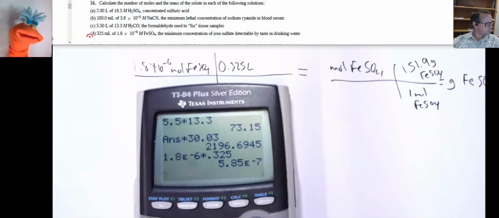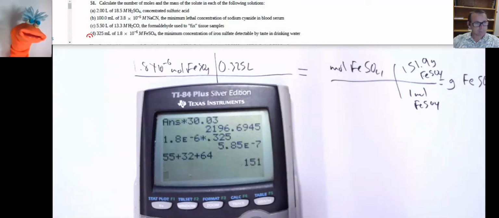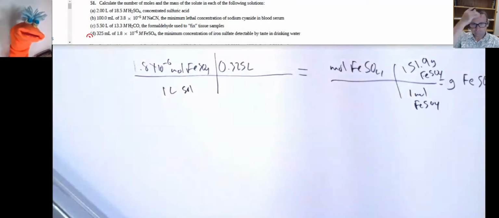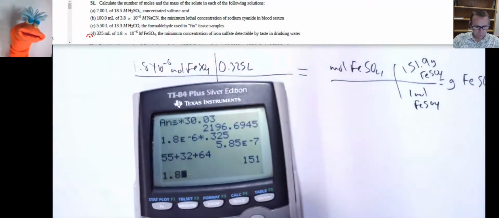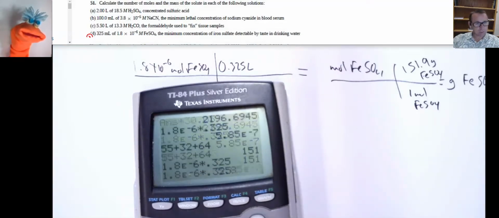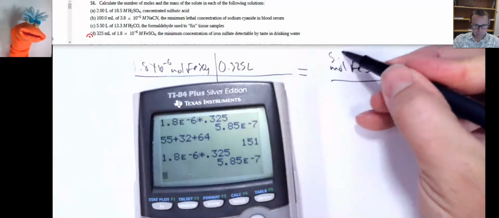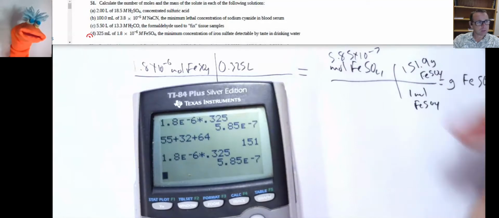Trying to make sure we got the right iron sulfate here. I think we do, 151. And we could just look over here. It's 55 plus 32 plus 16 times 4, 16, 32, 64. Yeah, okay. All right, so 1.8 times 10 to the minus 6 times 0.325. So it's 5.8 times 10 to the minus 7.